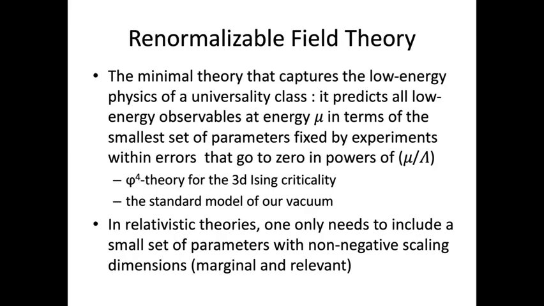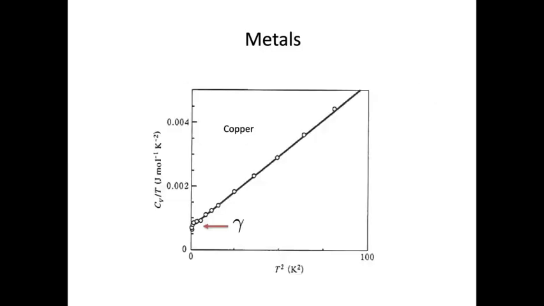And in the conventional, say, relativistic field theories, we learn that we only need to include a very small set of parameters within such renormalizable field theories. They are the couplings associated with marginal and relevant couplings, where the couplings have non-negative scaling dimensions. In metals, the notion of a renormalizable field theory is more subtle, in an interesting way. And that is due to the fact that there are lots of low energy degrees of freedom, as is shown, say, in the finite specific heat coefficient.